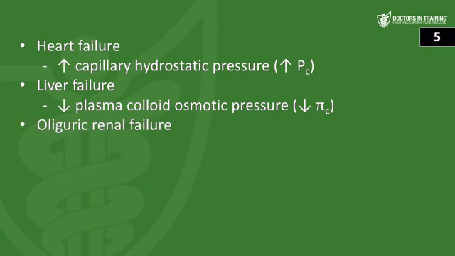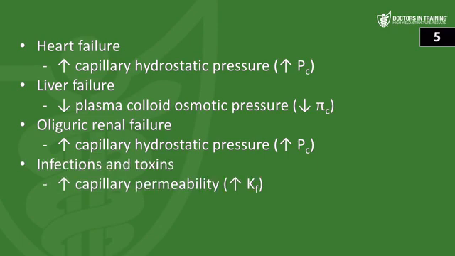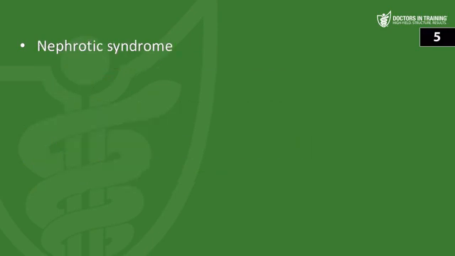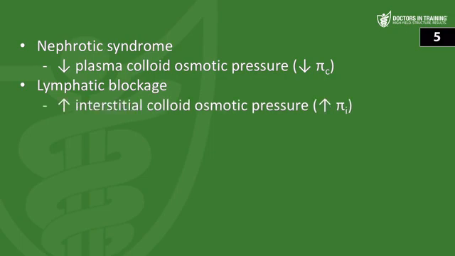The next one is oliguric renal failure. Now with oliguria and fluid overload, there's going to be increased capillary pressure. Infections and toxins are going to increase capillary permeability. Nephrotic syndrome will result in the loss of plasma proteins and decrease the plasma colloid osmotic pressure. Lymphatic blockage causes protein retention in the tissues and the interstitium, and that increases interstitial osmotic pressure and draws fluid out of the capillaries and into the interstitium, resulting in non-pitting edema.